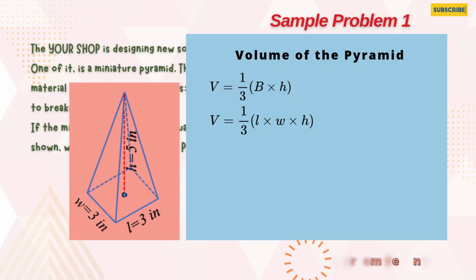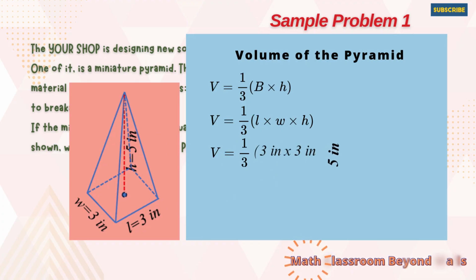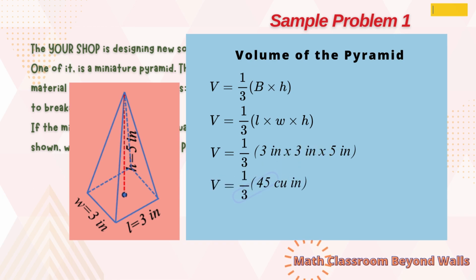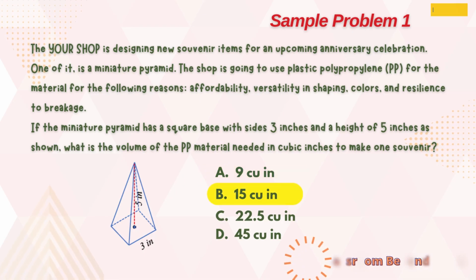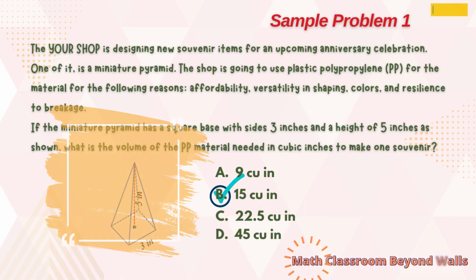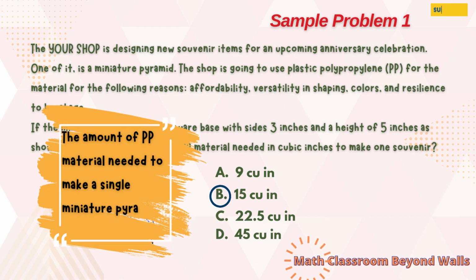Plugging in the values, we have... now multiplying 3 inches, another 3 inches, and 5 inches gives us 45 cubic inches. Dividing 45 cubic inches by 3 gives us 15 cubic inches. So what is our answer, learners? Is it option A, option B, option C, or option D? Okay, so the answer is option B. Therefore, the amount of PP material needed to make a single miniature pyramid is 15 cubic inches. That was easy.